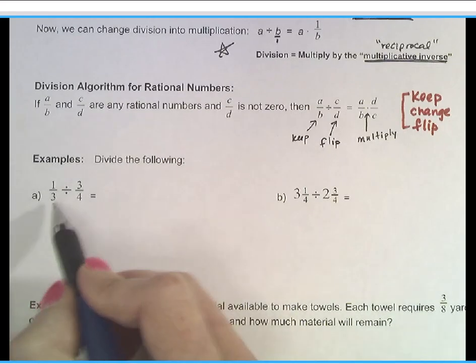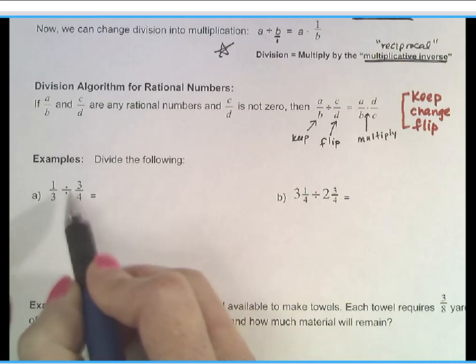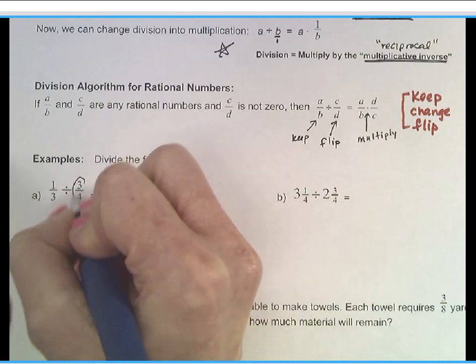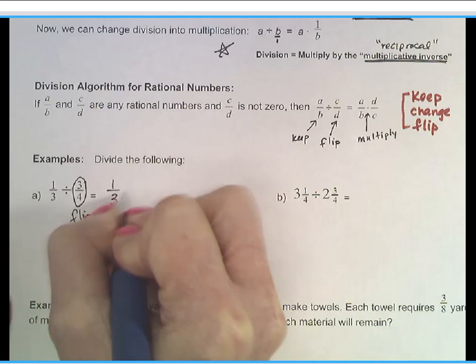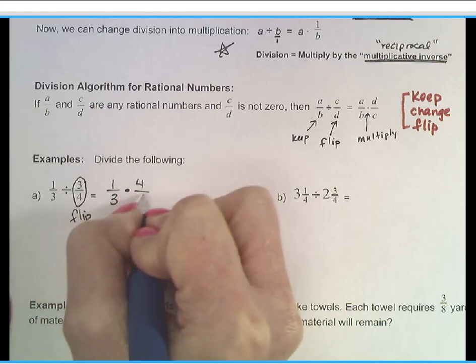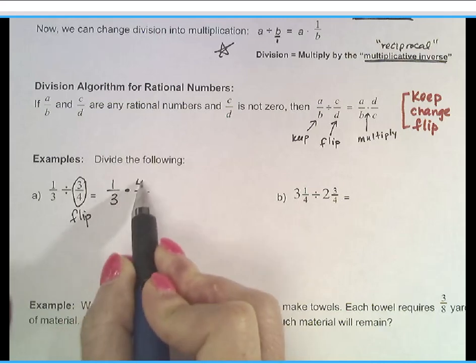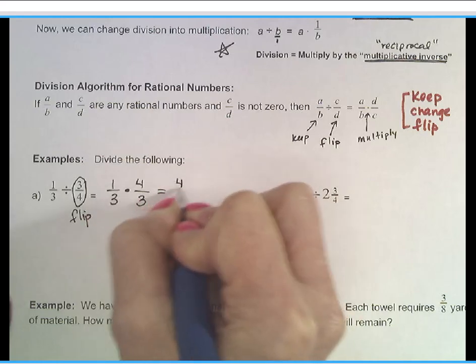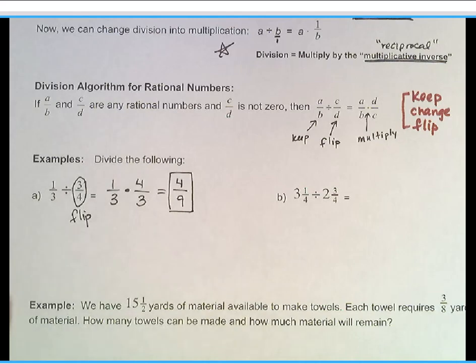So let's just practice a couple. So 1/3 divided by 3/4. We don't want to think of it as subtracting on a number line, that would be a nightmare with thirds and fourths. So what we're going to do is flip this guy, and we're going to change to multiplication. So we kept the 1/3, changed to multiplication, flipped the second guy to 4/3, and then you can just multiply straight across the top and straight across the bottom, and you'll get 4/9.